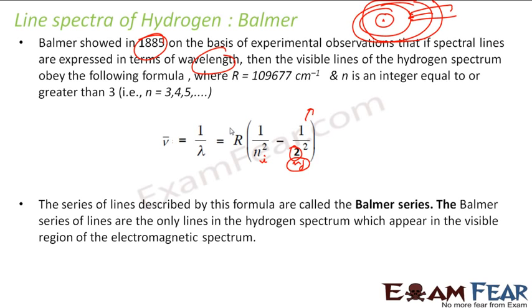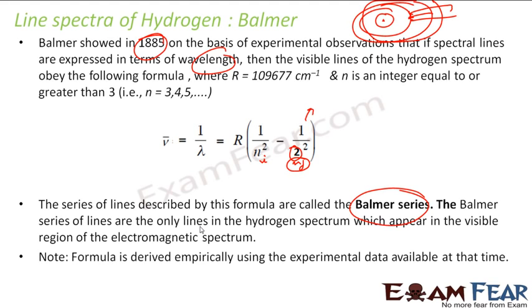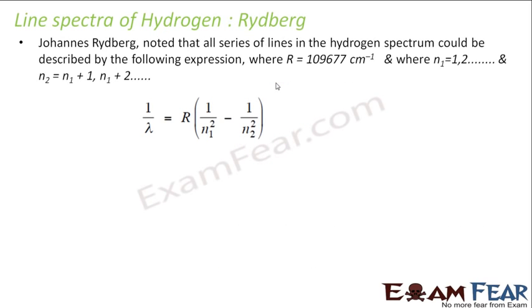So the series of lines described by this formula is called the Balmer series, and they are the only lines which appear visible. And please note, this formula was derived empirically using experimental data available at that point of time. He did a lot of experiments, and with that he found this formula.